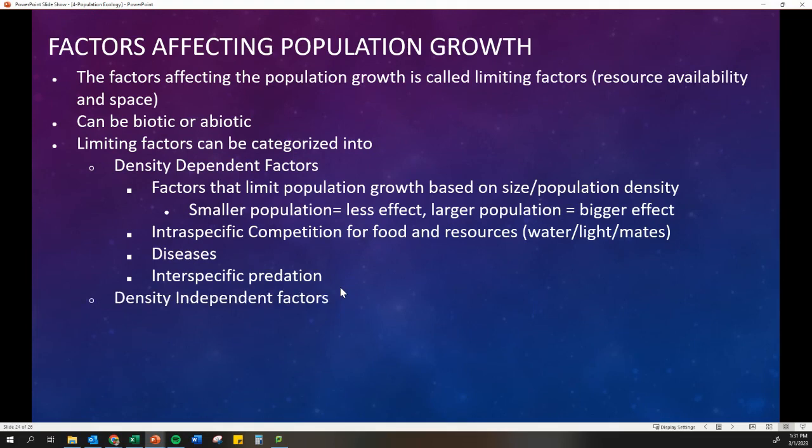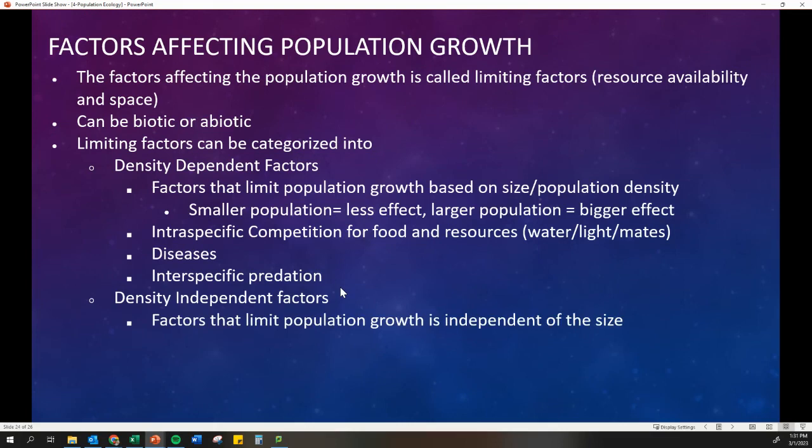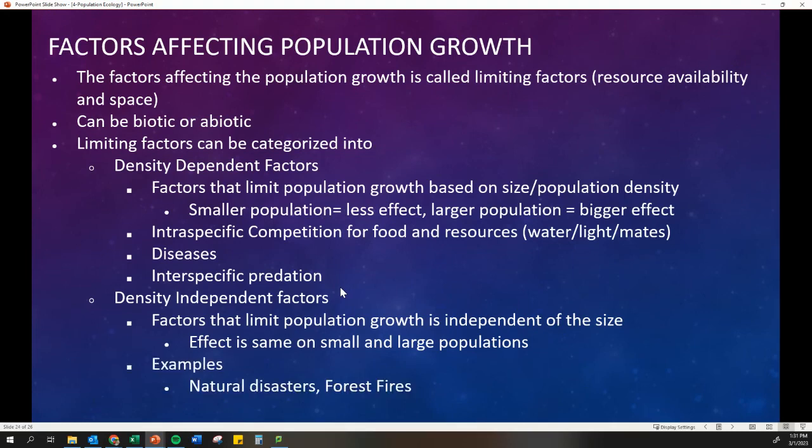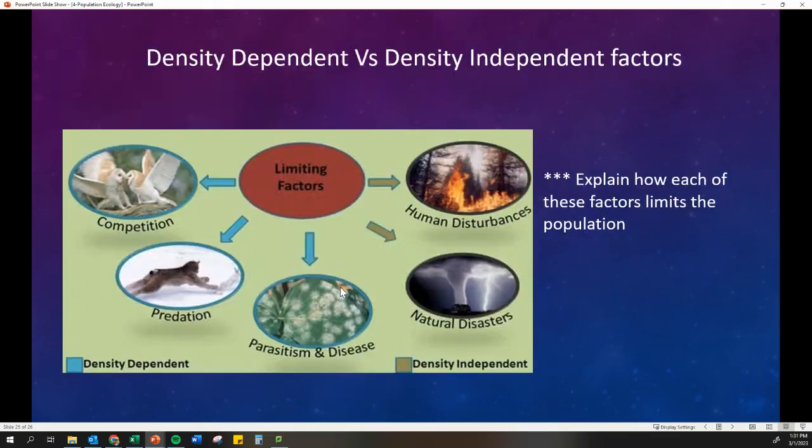Density independent factors are factors that limit population growth, but they don't depend on the size of the population. So they're independent of the size. This is affecting the population the same no matter if it's a small or big population. Examples of this include natural disasters and forest fires. They're going to influence and affect our population size. Like if there's a forest fire, we now have a smaller habitat. It's going to affect the size of our population. However, it doesn't disproportionately affect large populations versus small populations. It's going to affect all the populations. So that's an example of a density independent factor.